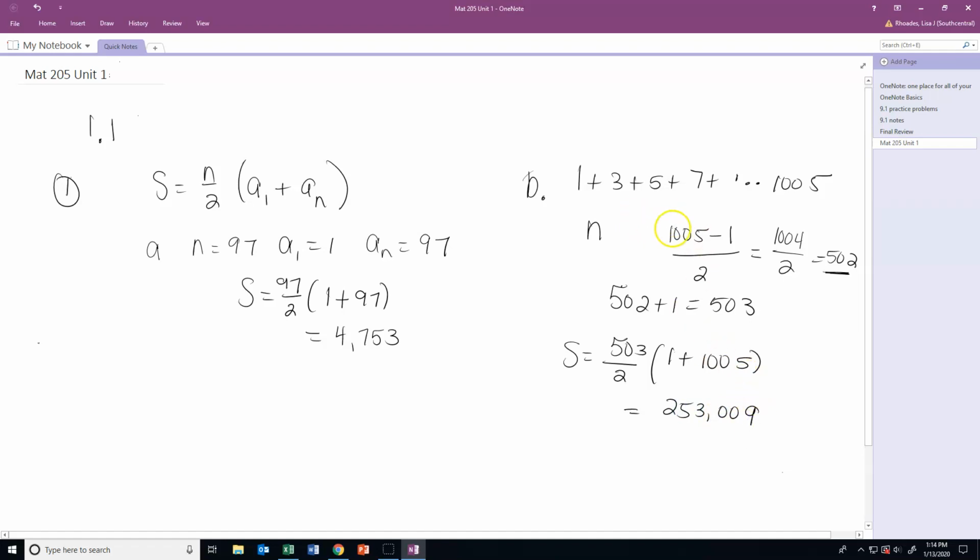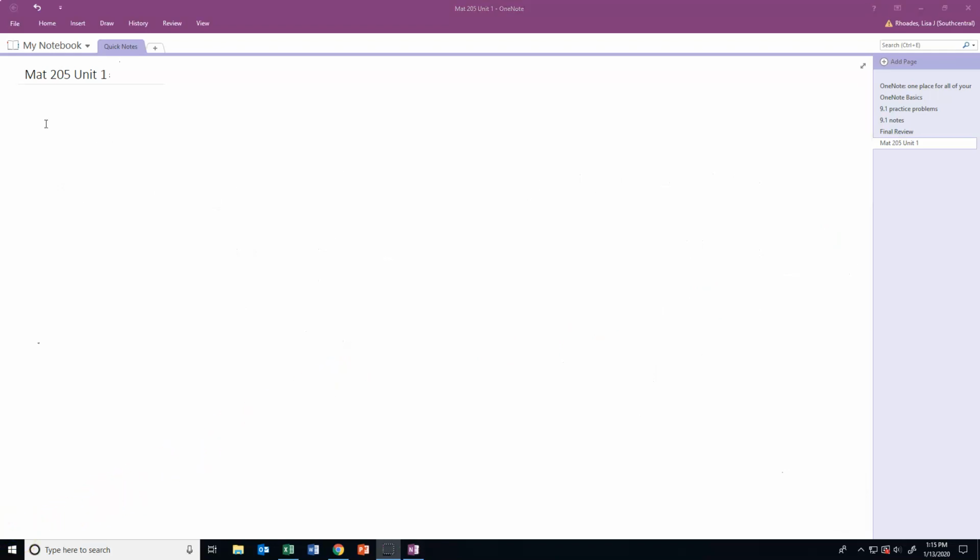Now, we're counting by 2's up here, so I divided by 2. If we were counting by 5's, I would divide by 5. If I was counting by 10's, I would divide by 10. But you always have to add back 1 because this method only includes one of the end points, so you have to go back and add the other one.